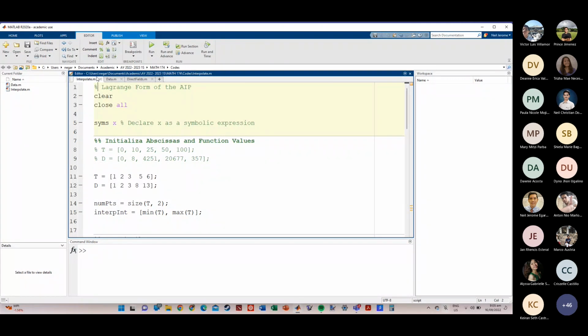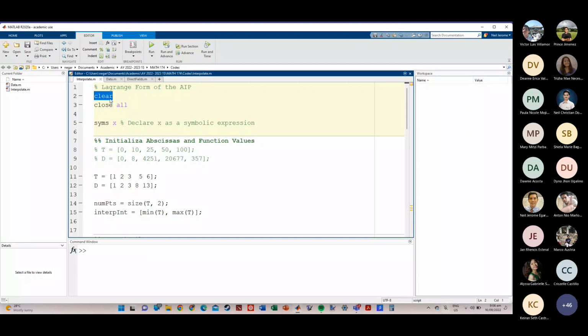When a line is preceded by a percent sign, laging ibig sabihin nun ay comment lamang yung after ng percent sign. So MATLAB will ignore the string of characters that goes after the percent symbol. So usually ginagamit yung comments para mas madaling mabasa yung code, para explain para saan ba yung bawat isang part ng code, right? Line 2 is clear. It will just ask MATLAB to clear the memory.